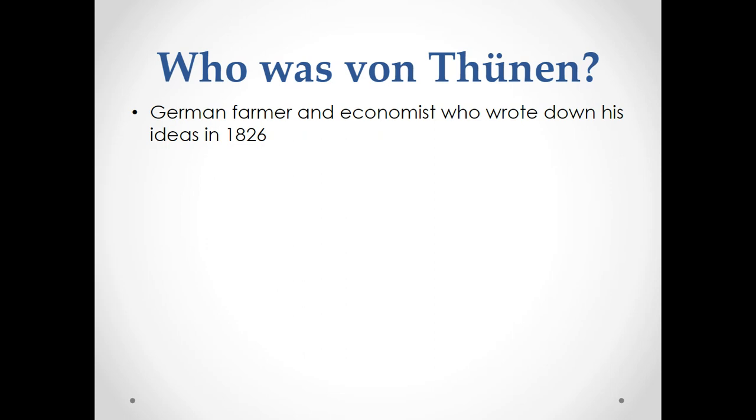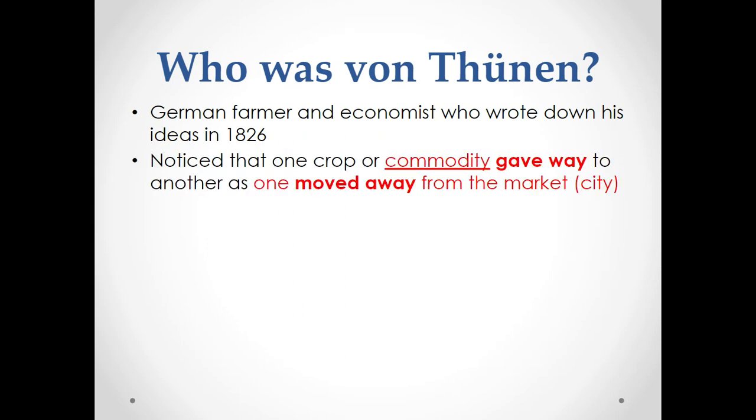So who was von Thunen? He was a German farmer and economist who wrote down his ideas in 1826. So think about what's going on in 1826. We're not too far removed from the Industrial Revolution taking hold in Europe, at least the first wave. And so think of how that relates to what is going to shape his worldview. German farmer, economist, and he's writing down his ideas in 1826.